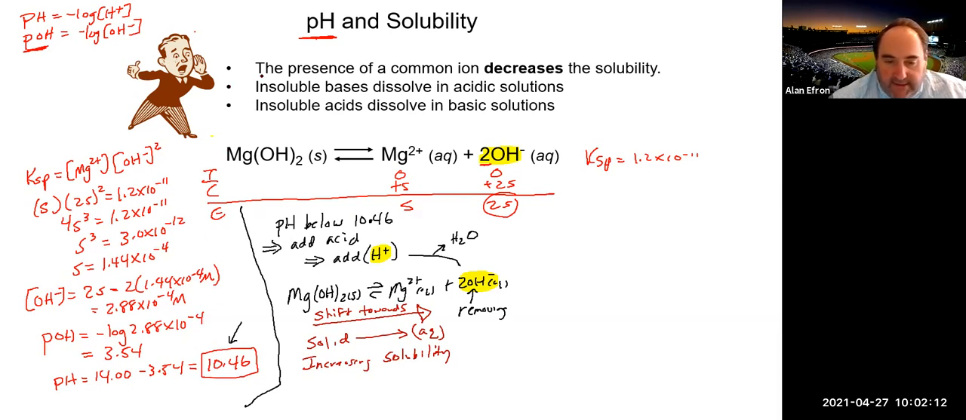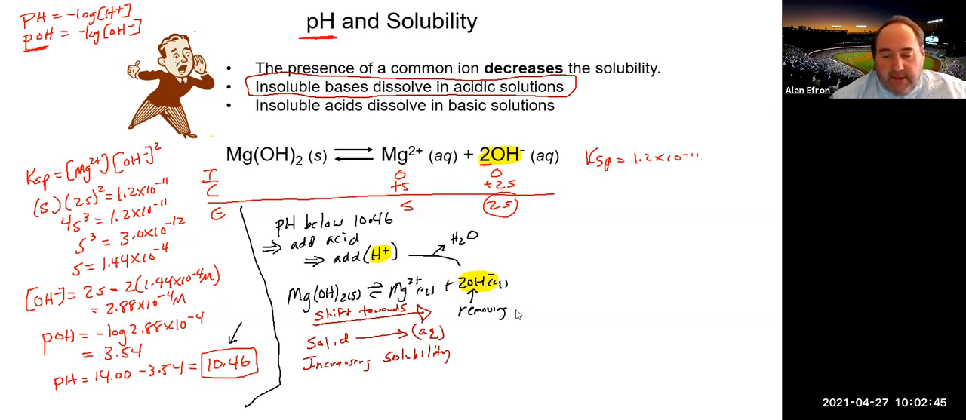And that is exactly what this sentence means. If we have an insoluble base like magnesium hydroxide and we add acid to it, by supplying the acid, we're supplying more H plus. More H plus will remove hydroxide from that equilibrium, causing the equilibrium to shift to the right. And that essentially means that we have now increased the solubility. We're going to have more of the solid basically dissolve. Any questions on that?